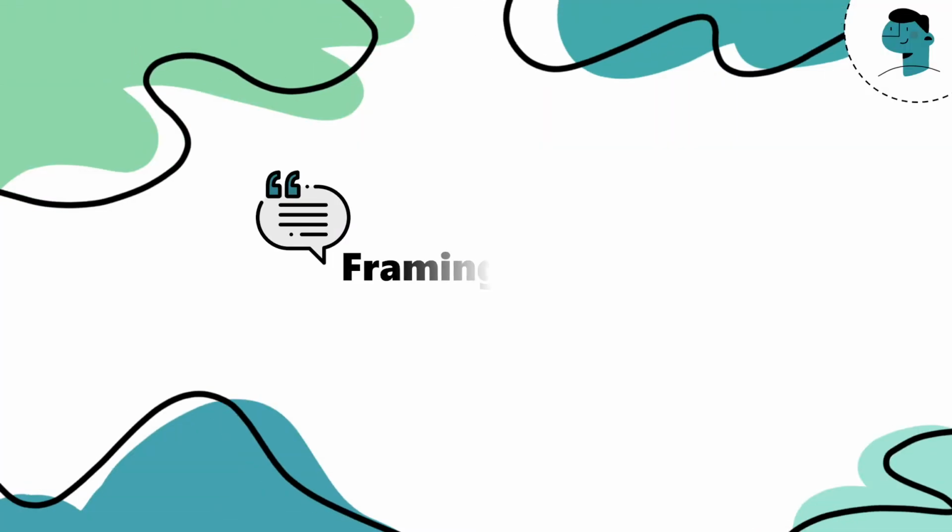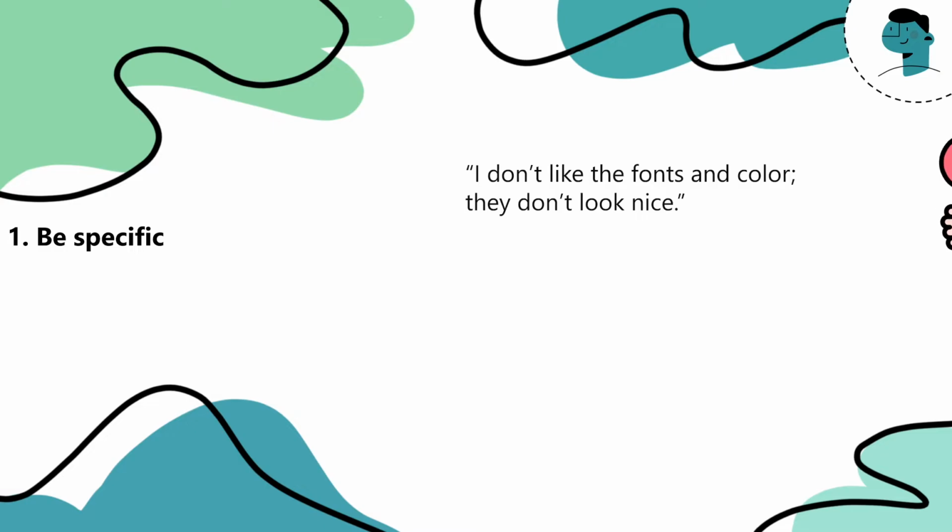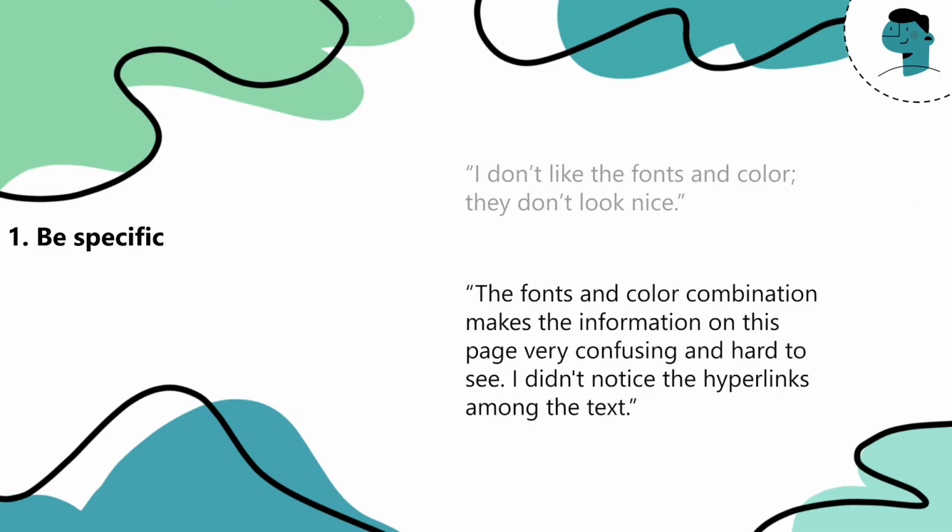Here are some tips that can help reviewers to frame positive and constructive feedback. Number 1. Be specific. Organize feedback to be as clear as possible. Explain what is working and what isn't. Instead of, "I don't like the fonts and color. They don't look nice." Try, "The fonts and color combination makes the information on this page very confusing and hard to see. I didn't notice the hyperlinks among the text."